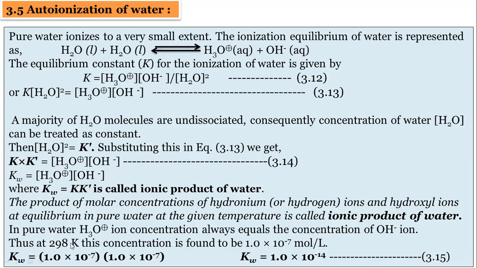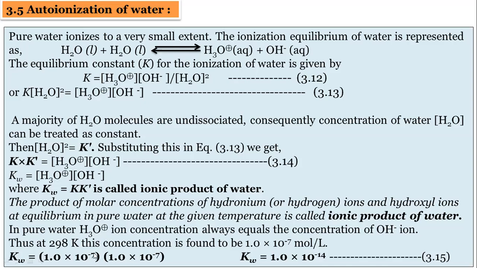Thus at 298 Kelvin, the concentration found in pure water, that is the concentration of H3O+ and the concentration of OH-, is exactly the same. It is 1.0 × 10^-7 moles per liter. This is the molar concentration of H3O+ and OH-. So by putting this value 1.0 × 10^-7 in this equation, Kw is equal to 1.0 × 10^-7, this is the concentration of H3O+, and 1.0 × 10^-7, this is the concentration of OH-. As we know, in pure water both the concentrations are the same.